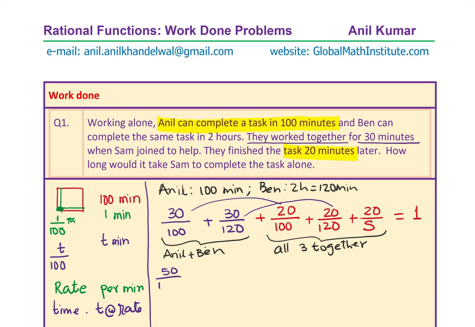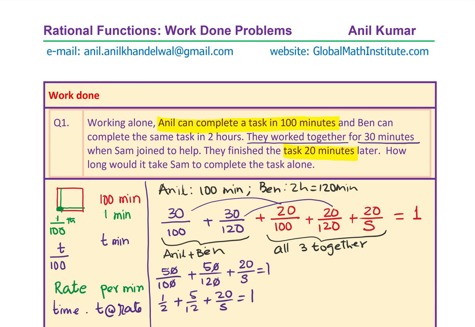50 over 100 plus 50 over 120 plus 20 over s equals to 1. Now this can be further simplified and then solved. So this can be written like this, right? And that is half plus 5 over 12 plus 20 over s equals to 1.